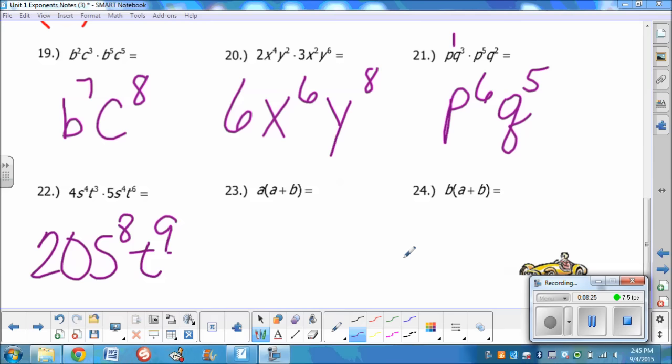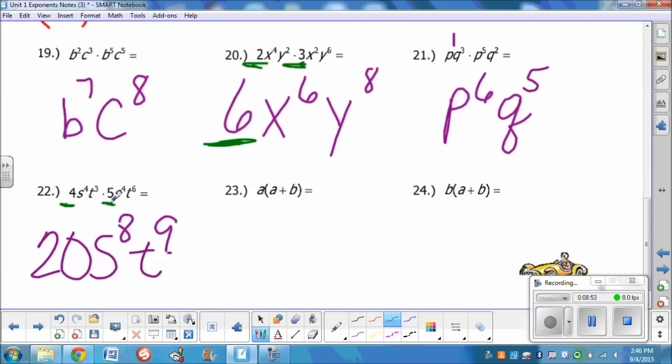So something different about 20 is you have a 2 and a 3 there. So you can multiply those because those are just whole numbers. 2 times 3, that's where I got that 6 from. And then it's x to the 6th, y to the 8th. And same thing with 22. Where did that 20 come from in my answer? It came from those two whole numbers, 4 times 5, which is 20, and then s to the 8th, t to the 9th.